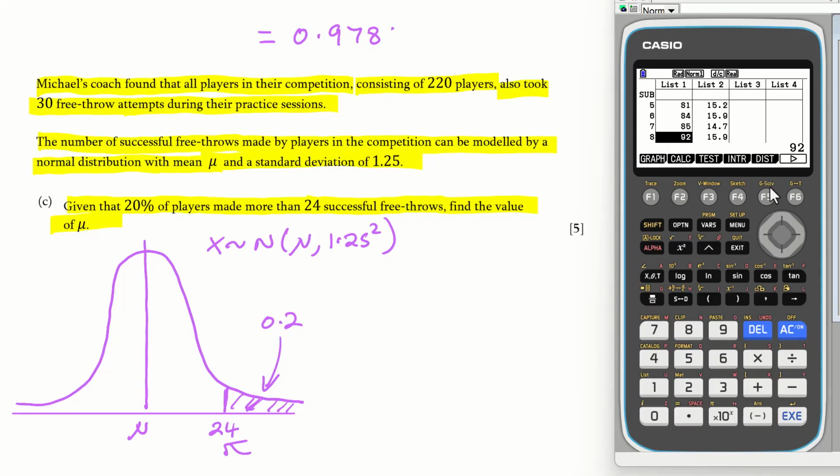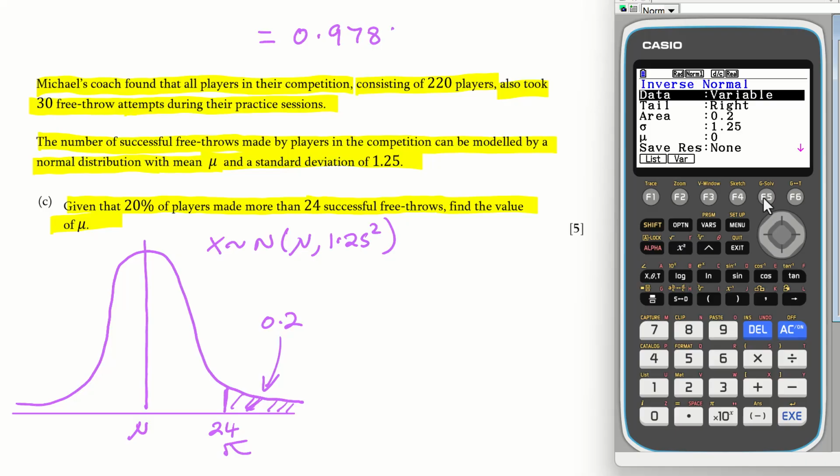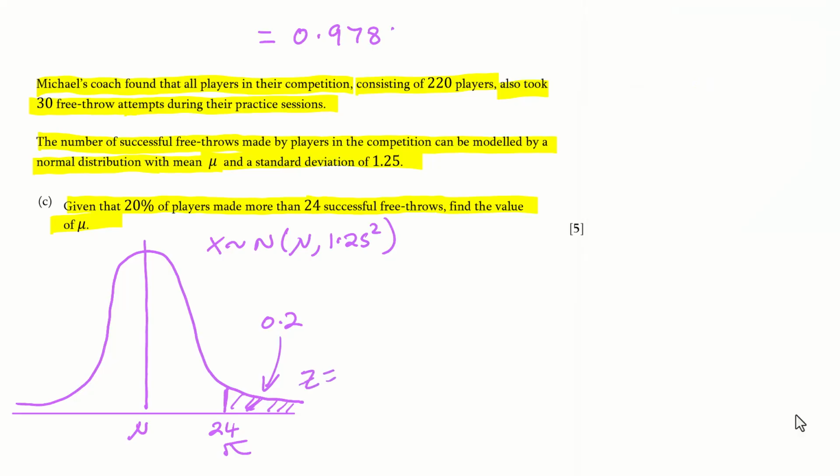Okay, so we want distribution, we want normal, and since we're finding a value, we want inverse normal. The others are for finding probabilities. So tail, we want set to right. That's perfect because here it is. You can always choose left or center. The area is 0.2, perfect. Now we're wanting a standard normal, so standard deviation needs to be 1, and mean is 0, so that's all good already. So we get 0.84162.